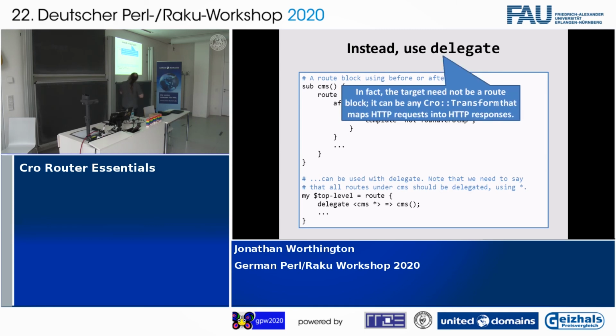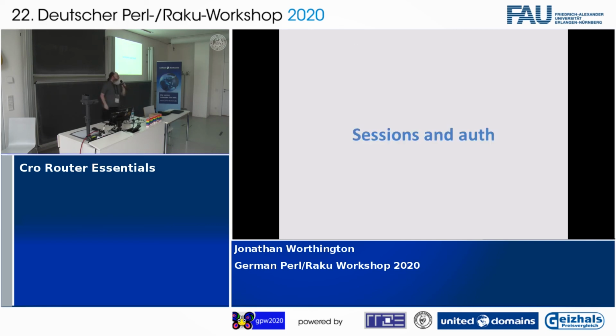So, yeah, delegate is a double dispatch, okay? And yeah, any Cro transform can be mounted with delegate. So this can be potentially quite useful as well. Okay, we're almost there. Sessions and auth. Okay.